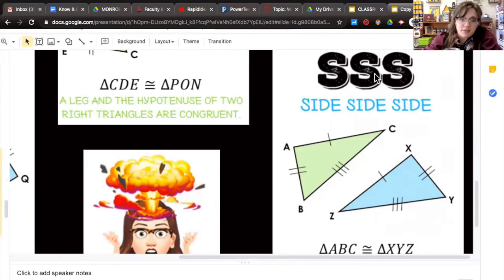which is exactly what it sounds like. If the 3 sides are congruent, the triangles are congruent. You can't take 3 different sides of a triangle, or 3 of the same sides of a triangle, and create another triangle. It might be flipped upside down, it might be mirrored, it might be slid over to the side, whatever, but it's going to be the exact same triangle every time.